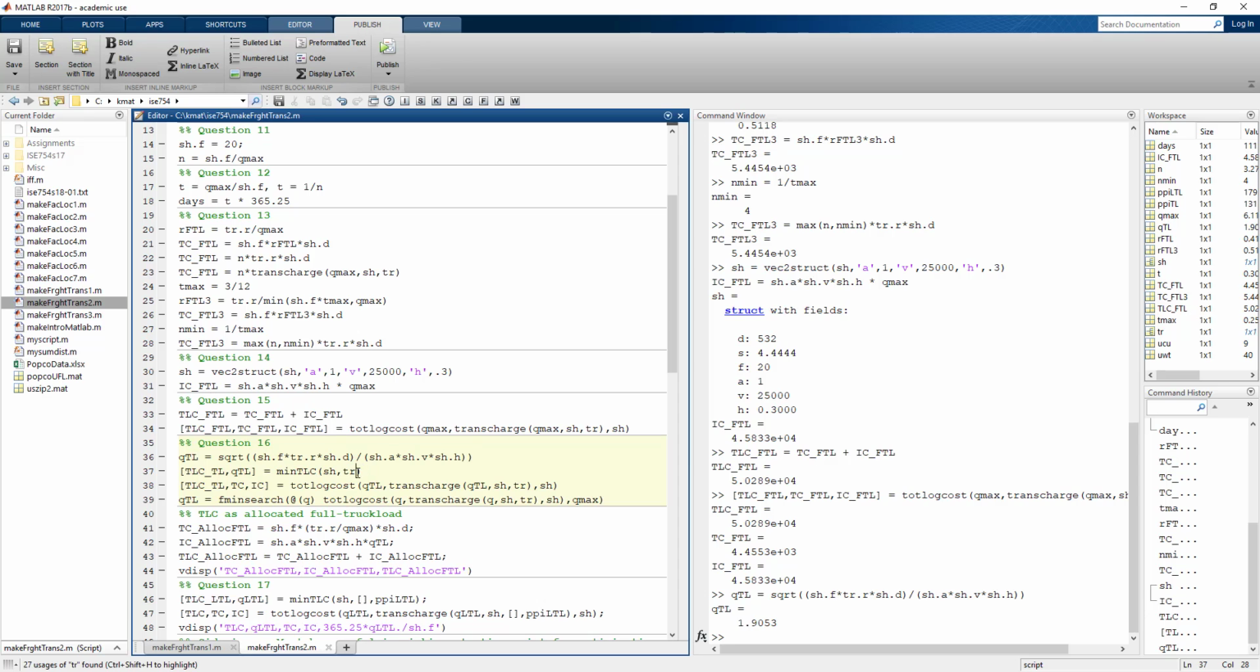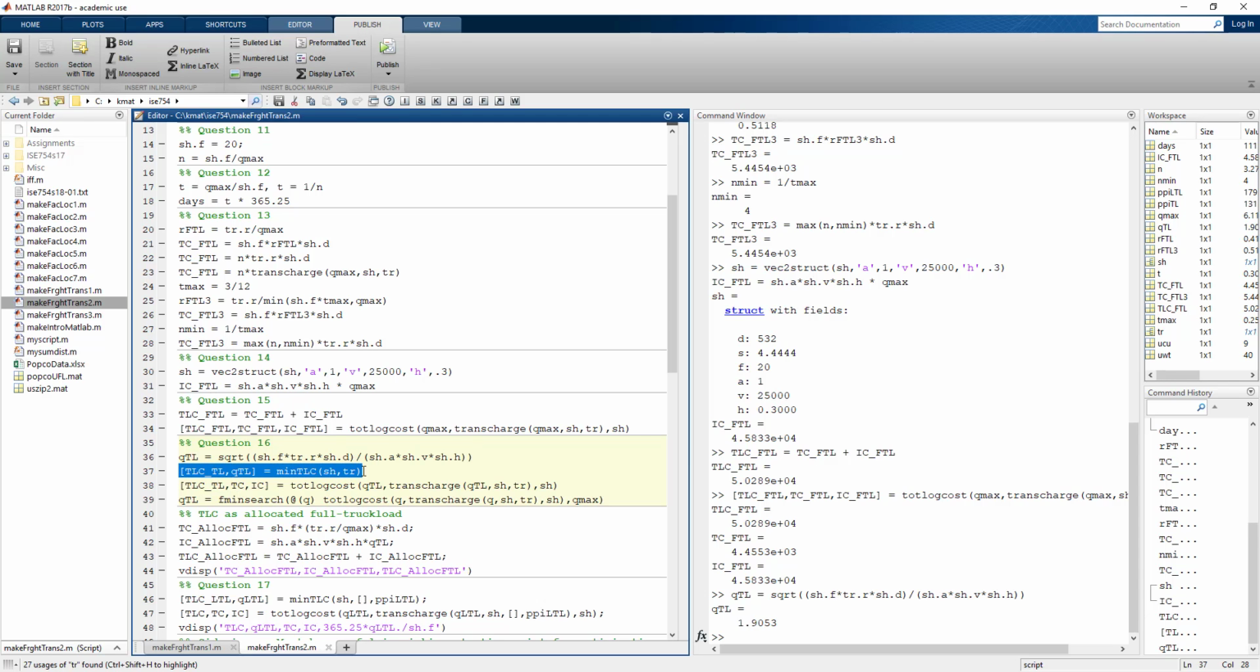There's also an option of specifying a third input argument, which would be the PPI for less than truckload. And just like with the trans charge, it would give us the min TLC for less than truckload, assuming that for the second input argument, we left that blank. If we provide both the truck structure and the PPI for LTL, then the min TLC will give us the minimum total logistics cost for truckload or for LTL.